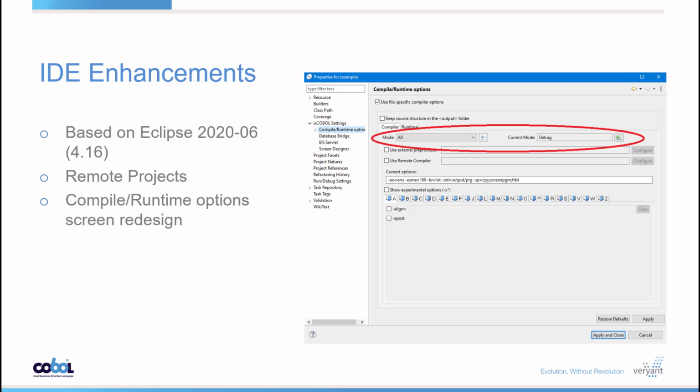Another case would be if you use native calls or a precompiler, and then you need to compile somewhere other than your development environment. Now, a side effect of this change is a slight redesign of the Compile Runtime Options screen. Notice in the picture that the mode and current mode are on the tab control instead of on the main screen as it was in the earlier IDEs. Now this is so you can choose one mode to compile and a different one to run, and you have control over the settings of each separately.